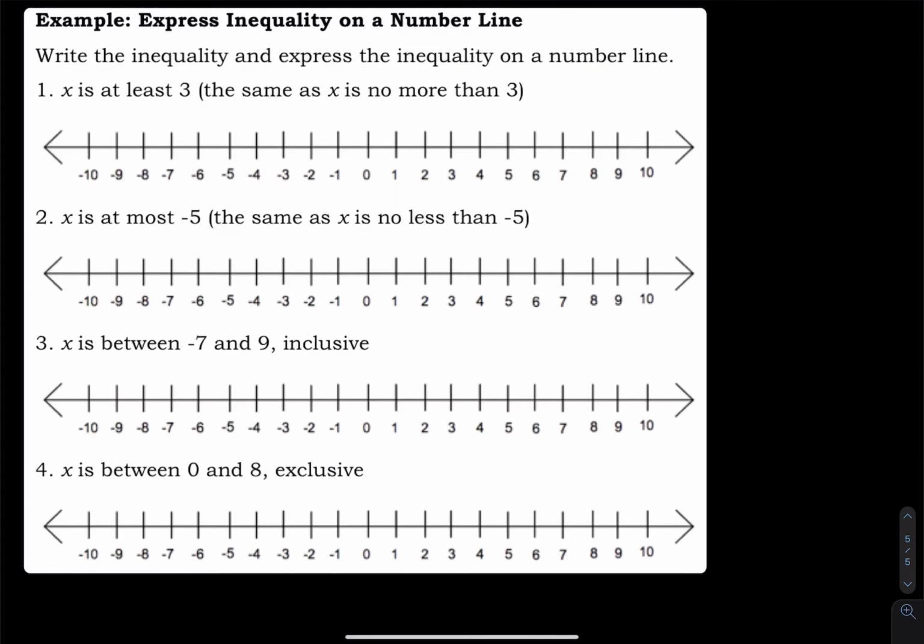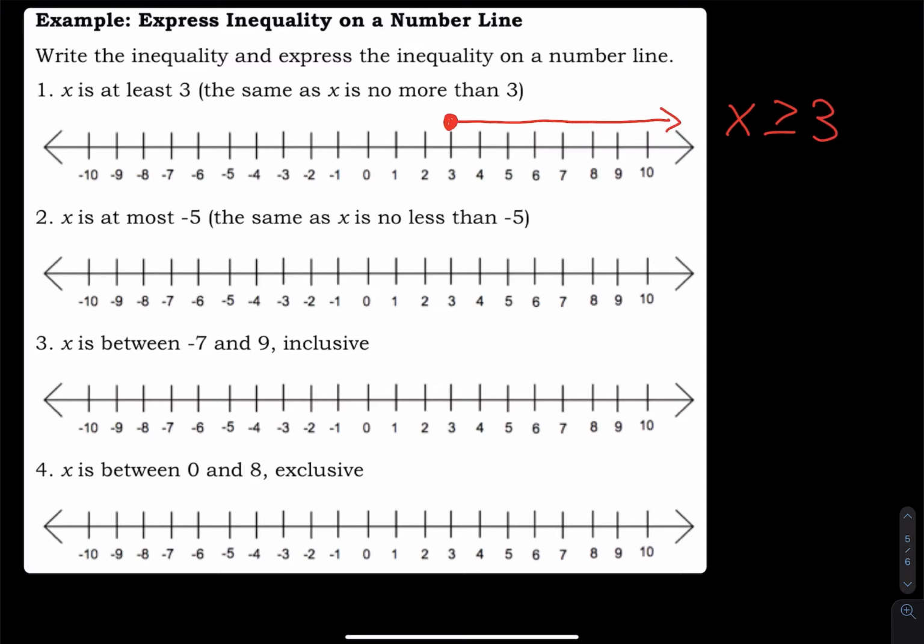Express the inequality on the number line. x is at least 3. At least 3 means 3 or above, right? So where is 3? 3 is right here. So I have to include all the real numbers from 3 and above. 3 is there, so all the numbers greater than or equal to 3 are right there, every single number on the right-hand side of 3. So the inequality is x greater than or equal to 3.